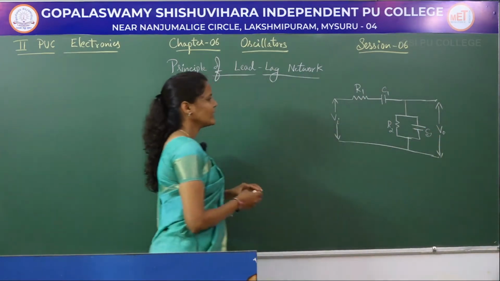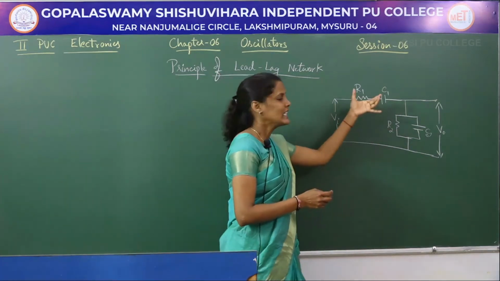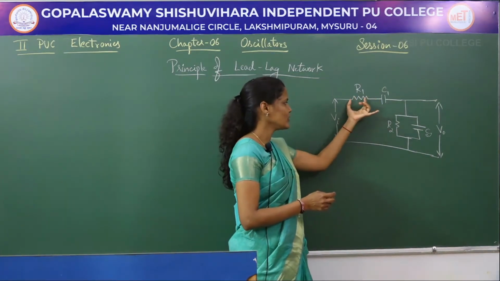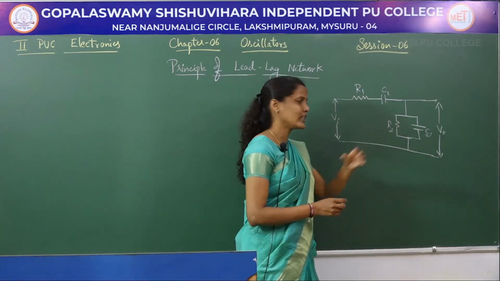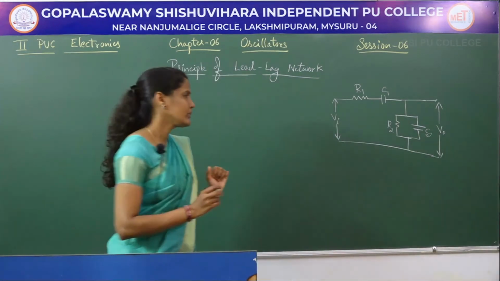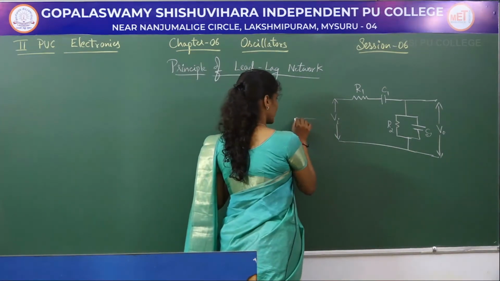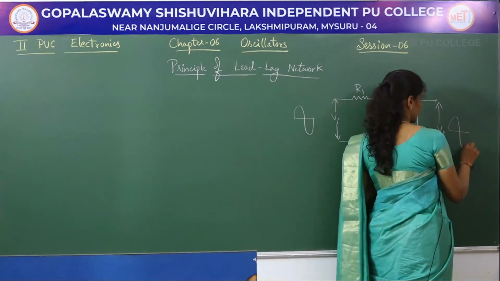Here we have a combination of one series and one parallel network. In the series combination we use one resistor and capacitor, and in the parallel combination also we use one resistor as well as a capacitor. If this is considered as the input signal, then we are going to get the output signal like this.